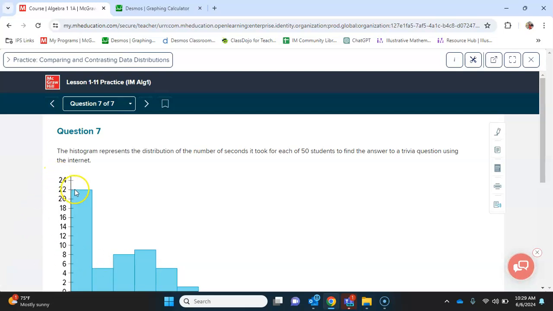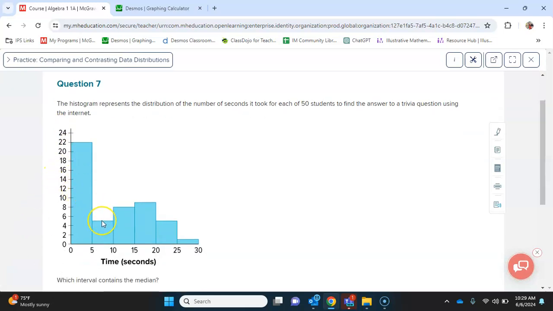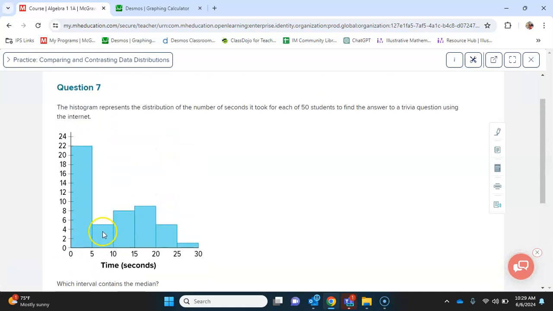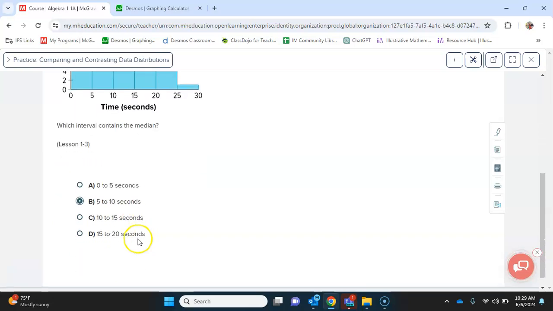So, 22 and then 27. So I say 5 to 10 seconds has the 25th and 26th numbers for the median.